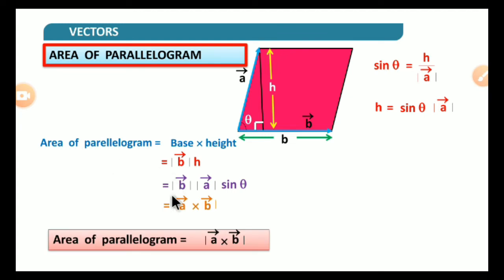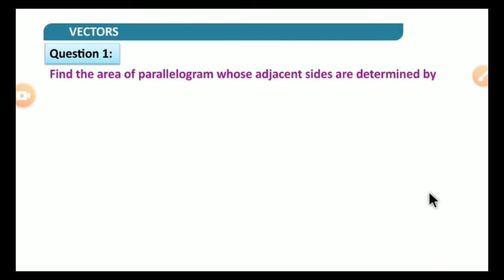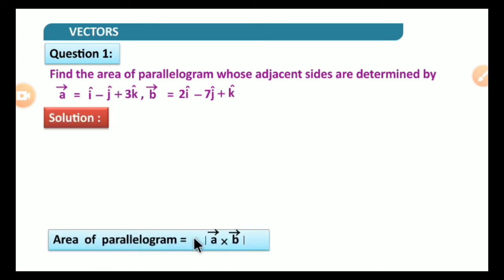So, this is the formula for the area of a parallelogram, that is magnitude of A cross B, where A and B are two adjacent sides of a parallelogram. Let us solve some examples on this concept. Find the area of the parallelogram whose adjacent sides are determined by vector A equal to i minus j plus 3k, and vector B equal to 2i minus 7j plus k.